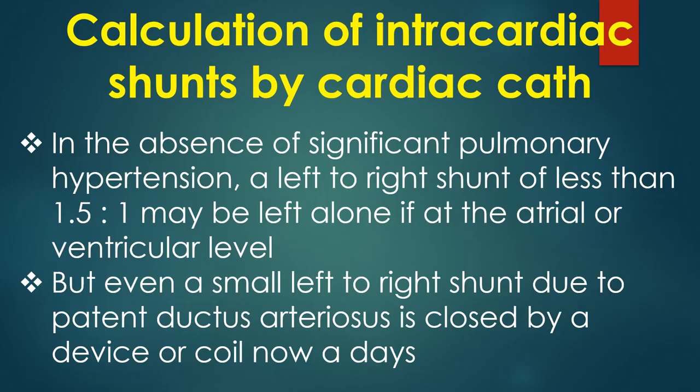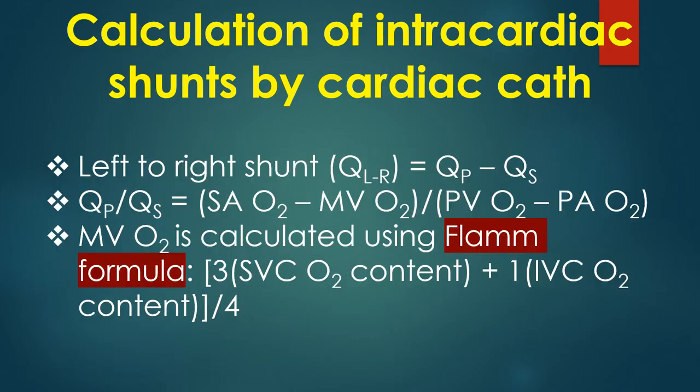In the absence of significant pulmonary hypertension, a left to right shunt of less than 1.5:1 may be left alone if at the atrial or ventricular level. But even a small left to right shunt due to patent ductus arteriosus is closed by a device or coil nowadays. Left to right shunt is equal to QP minus QS.